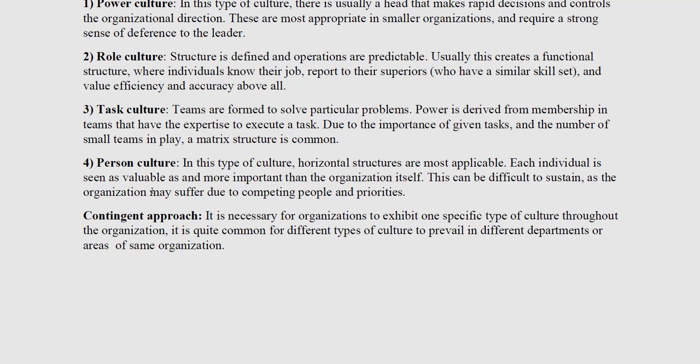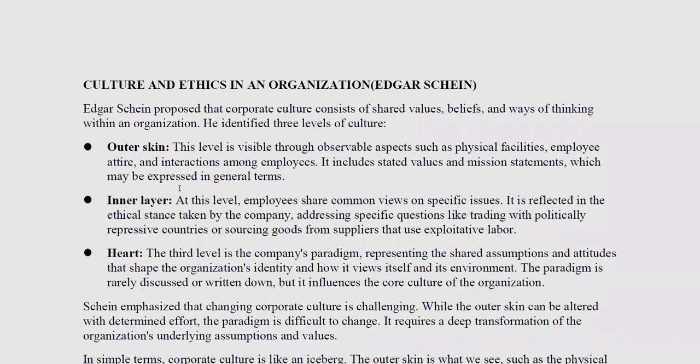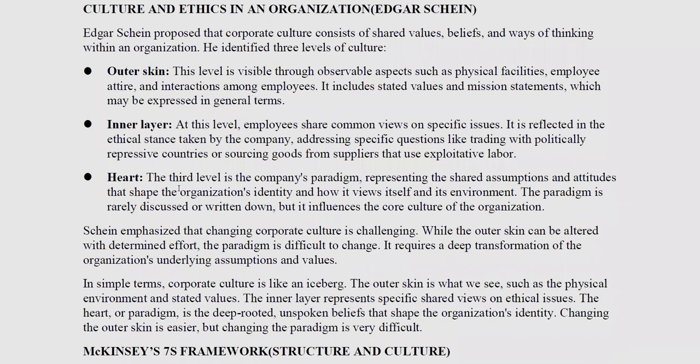Okay, so the contingent approach to culture does not make it necessary for organizations to exhibit one specific type of culture throughout the organization, but it is required for different types of culture to prevail in different departments of the same organization. Okay, so adopt as and when it fits. That's the contingent approach. Now, culture and ethics can also go together.